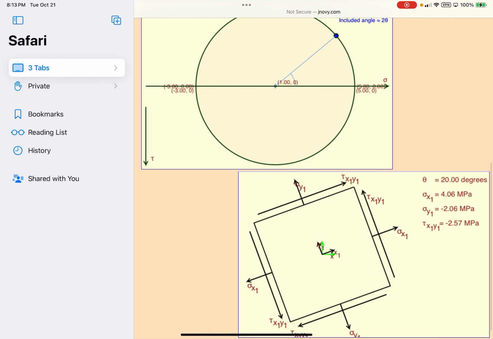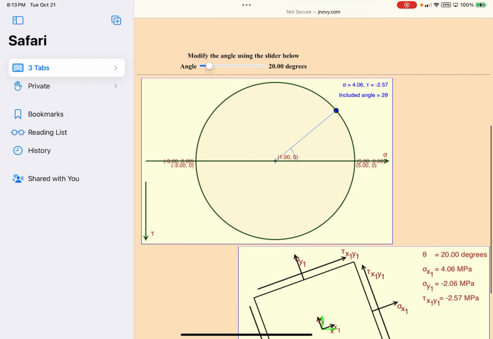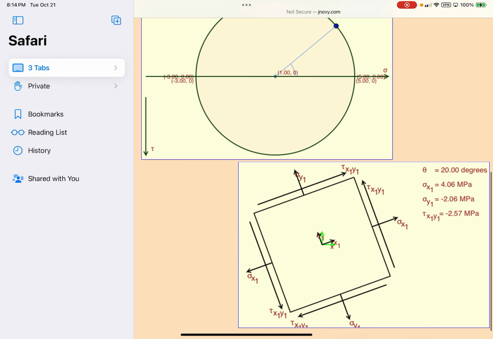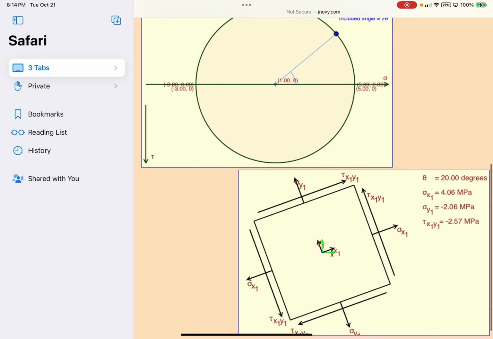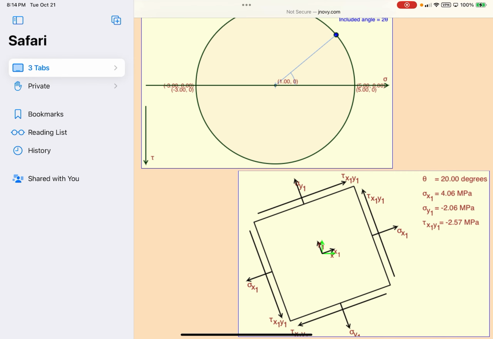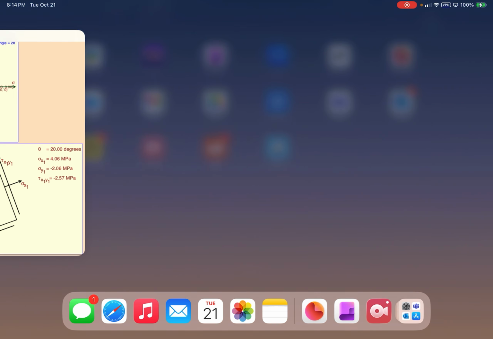All right. Yep, that would be the Mohr circle and the plane of rotation. That would be rotated 20 degrees, or 40 degrees on the Mohr circle, which would have given you the 4.06 and the negative 2.57. And then this is what that stress block would have looked like if you rotated it 20 degrees. Make sense to everyone?